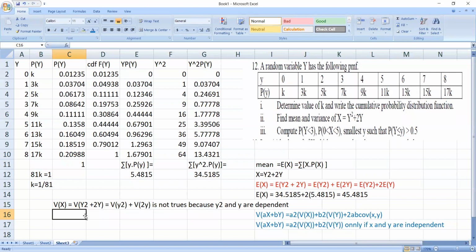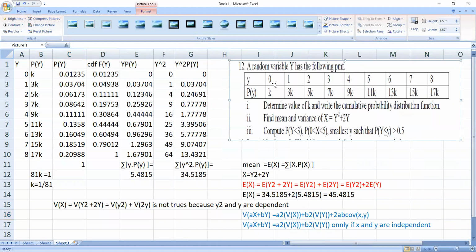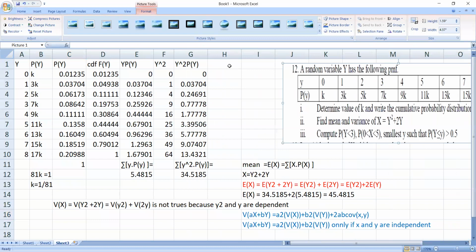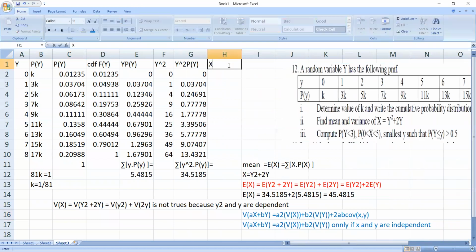So then what should we do? We should find X itself and compute the variance for that. If you do it that way, you would also get it easily. Let us not worry. So what we do is we can directly take our X variable. So X is defined as Y square plus 2Y. So for all possible values of our Y, we will compute the values of X.